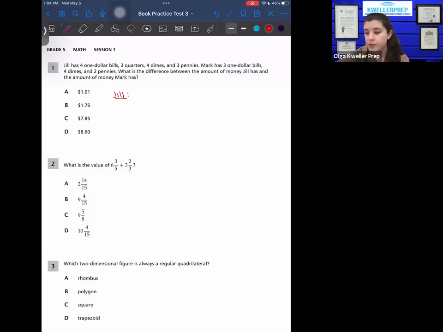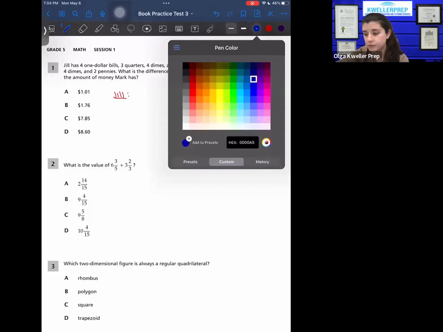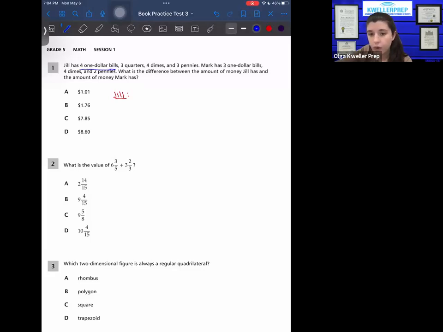So 4 $1 bills is how much money? Four $1 bills is $4. And then how much is 3 quarters? Each quarter is 25 cents, right? So 3 by 25 is going to give me 75 cents. And how much is each dime? Each dime is 10 cents. So 4 dimes is going to be 40 cents. And then finally, 3 pennies is 3 times just 1 cent. So that's going to be 3 cents.